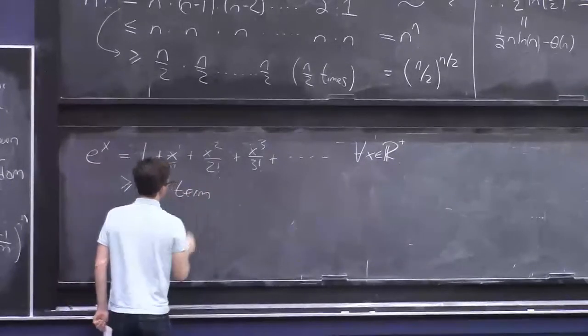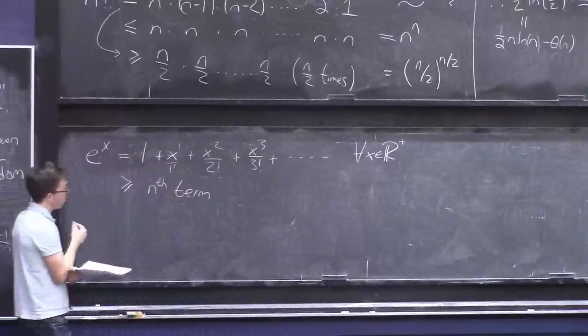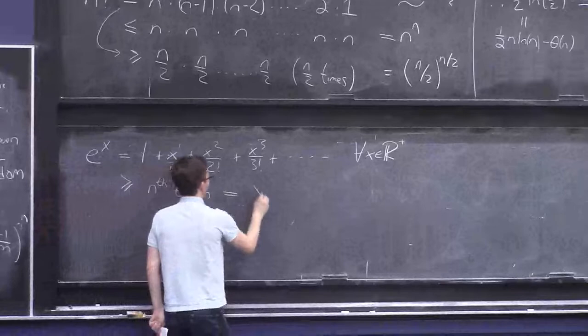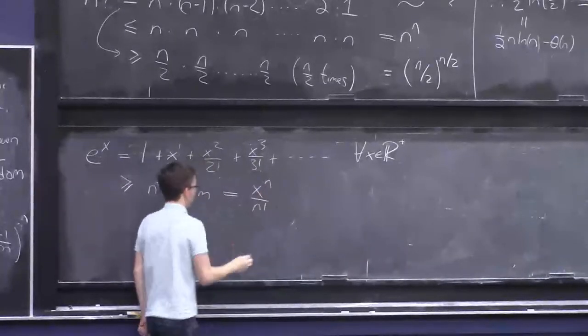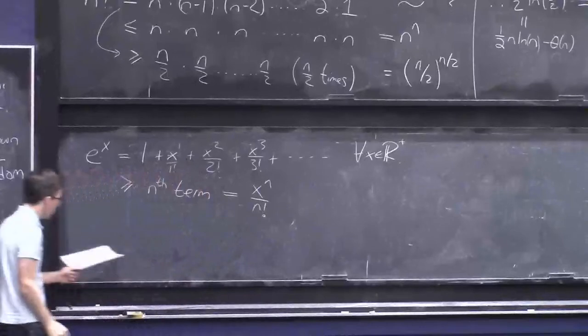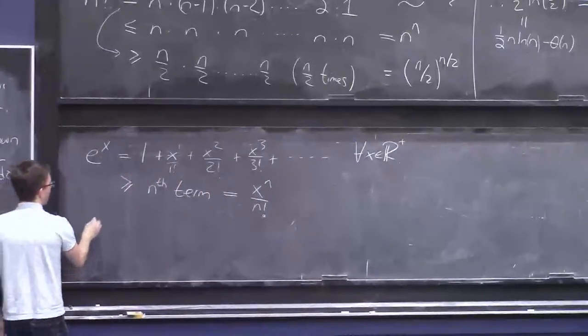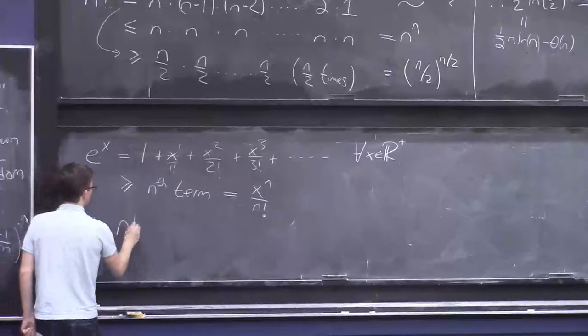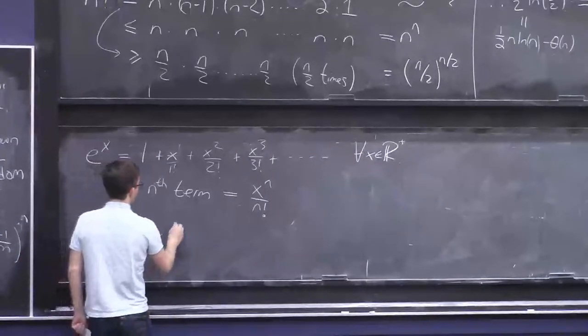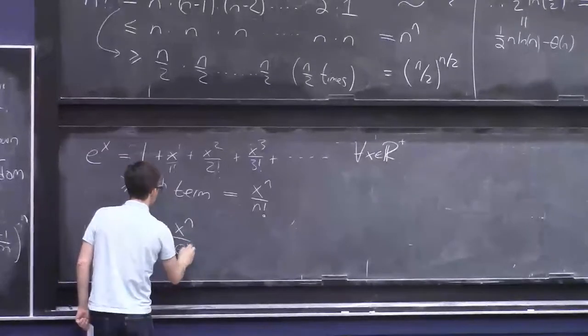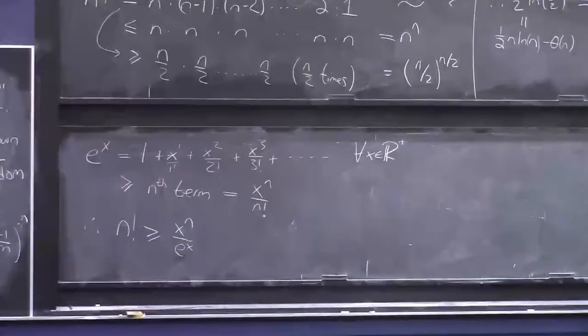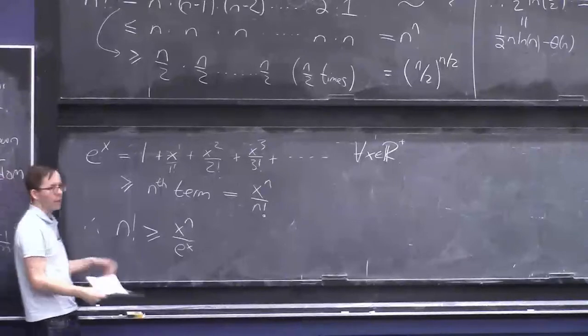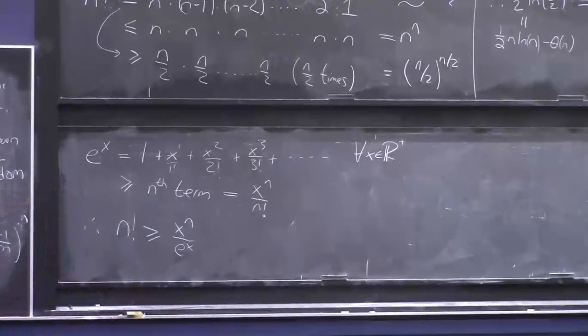Okay, so on one hand, we just dropped a ton of stuff, but on the other hand, it's going to be pretty good. And what is the nth term? It's x to the n over n factorial. And therefore, if we rearrange that, we get that n factorial is at least x to the n over e to the x, for any non-negative x. Great. So it's only a lower bound, but we're only going to get a lower bound out of this trick. And now it's actually great.